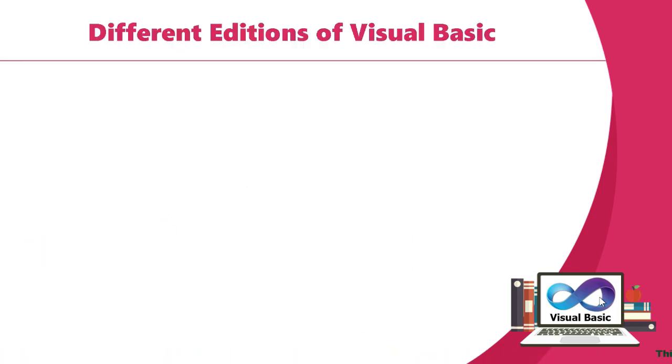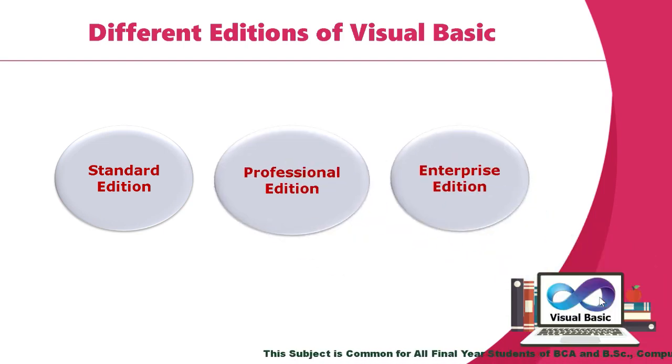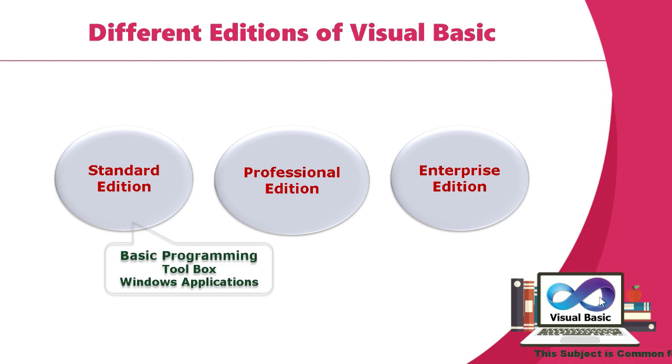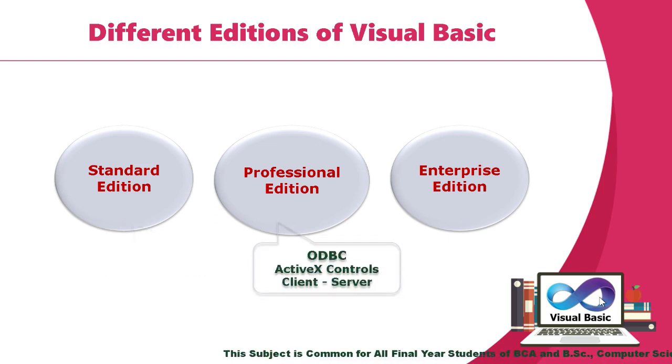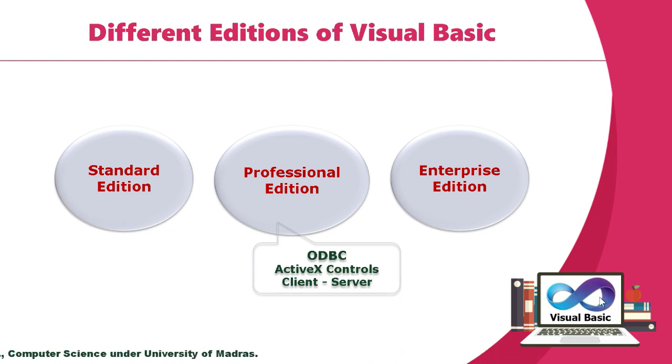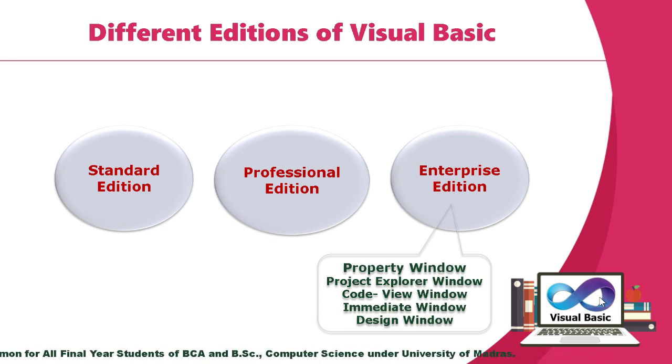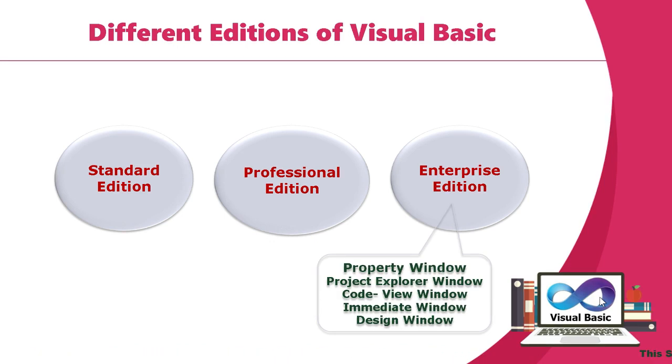Next, different editions of Visual Basic. There are three editions of Visual Basic. Standard or Learning Edition contains basic language features and tools required to build mainstream window-based applications. Professional Edition contains more advanced features such as tools to develop open database connectivity, ActiveX control, and client-server technology. Enterprise Edition contains enhancements of features of Professional Edition. These are Property Window, Project Explorer Window, Code View Window, Immediate Window, Design Window.